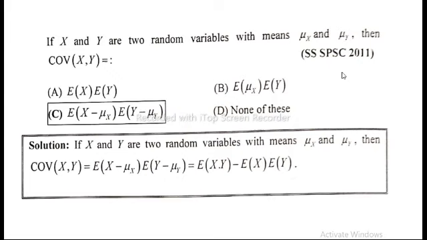In this lecture, I will solve SPSC 2011 MCQ, that is, if X and Y are two random variables with means μx and μy, then covariance of X and Y is equal to? Solution: If X and Y are two random variables with means μx and μy, then covariance of X, Y is equal to E[(X − μx)] E[(Y − μy)], which is equal to E[XY] − E[X]E[Y]. So option C is correct.